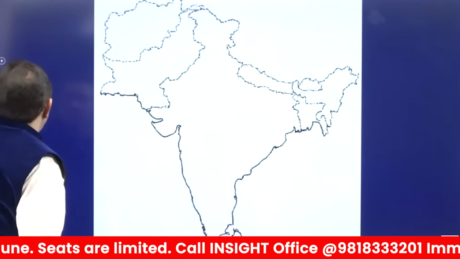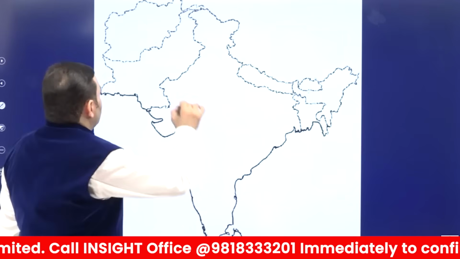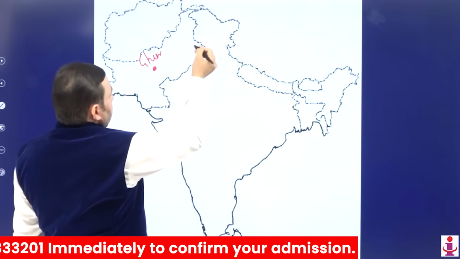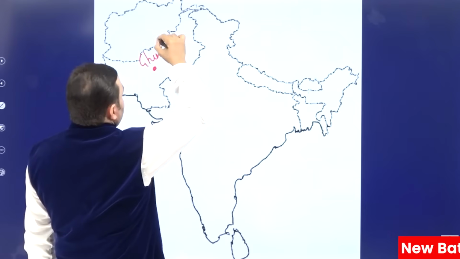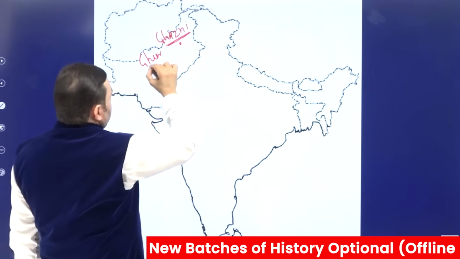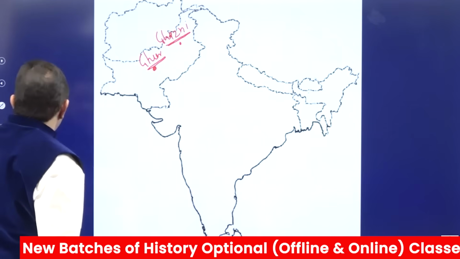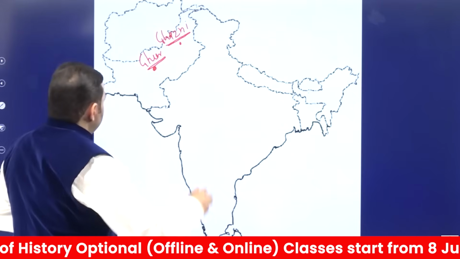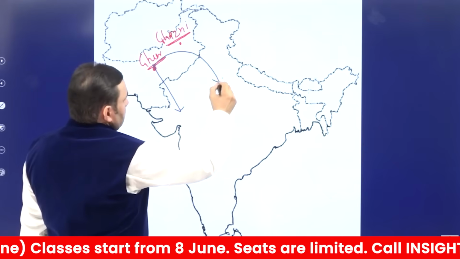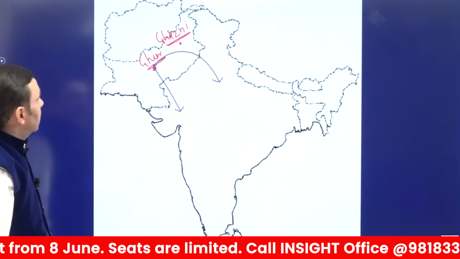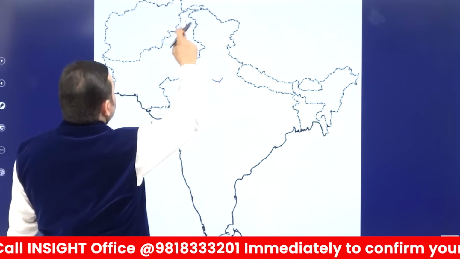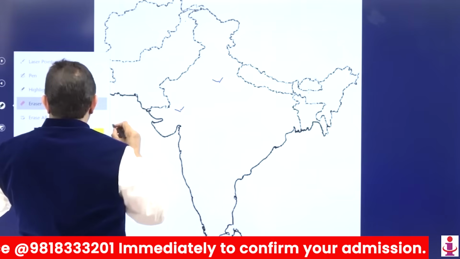He was from Gur, somewhere here. Ghazni, somewhere here. Mahmud of Ghazni, Muhammad of Gur. Sorry, these are not the right locations. Gur and Ghazni are both in Afghanistan, and this is Afghanistan.